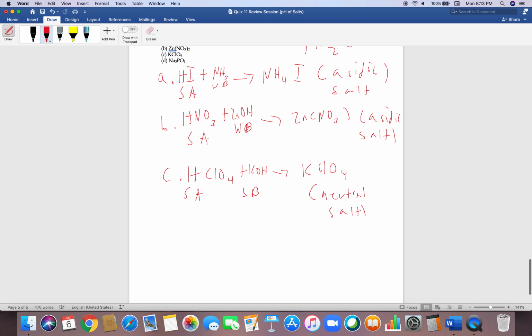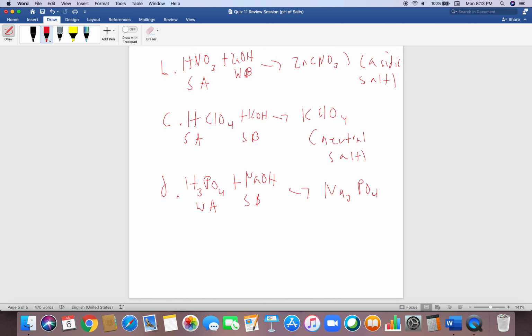And finally, we're asked about sodium phosphate. This one should be pretty clear. It's going to be coming from phosphoric acid. Once you do a lot of these, it comes easy to you. And sodium hydroxide. So the phosphoric acid is a weak acid, and the sodium hydroxide is a strong base. So a strong base and a weak acid, we're going to get a basic salt. And this is the pH of salt solutions.